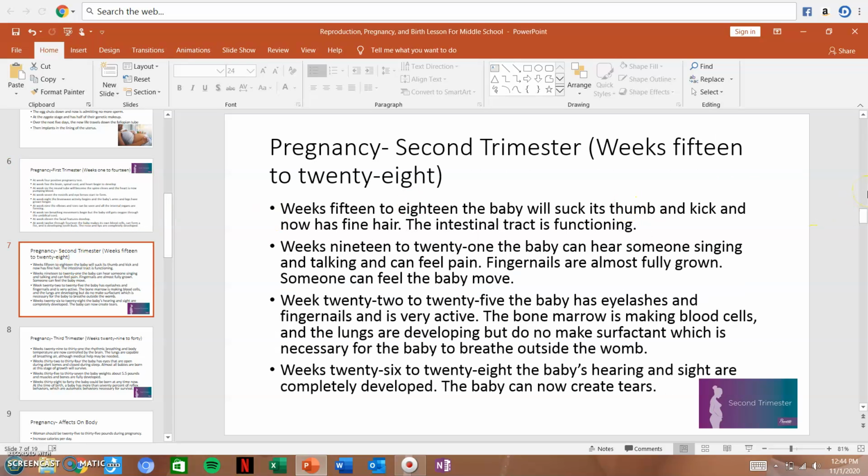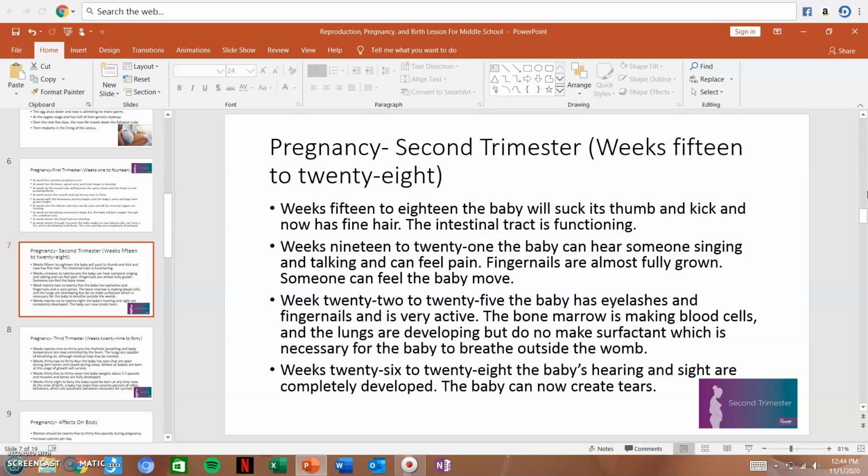Pregnancy, the second trimester, weeks 15 to 28. Now the baby will suck its thumb and kick, and now also has fine hair, and the intestinal tract is functioning. Weeks 19 to 21, the baby can hear someone singing and talking, and can also feel pain. Fingertips are almost fully grown, and someone can feel the baby move.